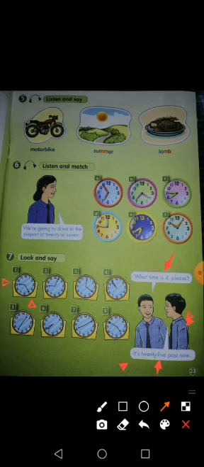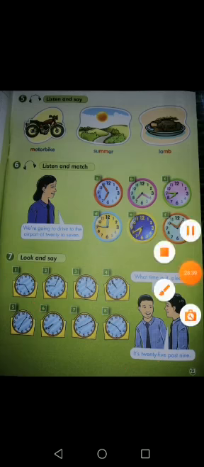25 past 9. Okay? 25 past. We don't say 25 to. It is 25 past, because the minute hand is on number 5. Can you see? It is 25 past 9. Okay, student? So, the next one, number 2.